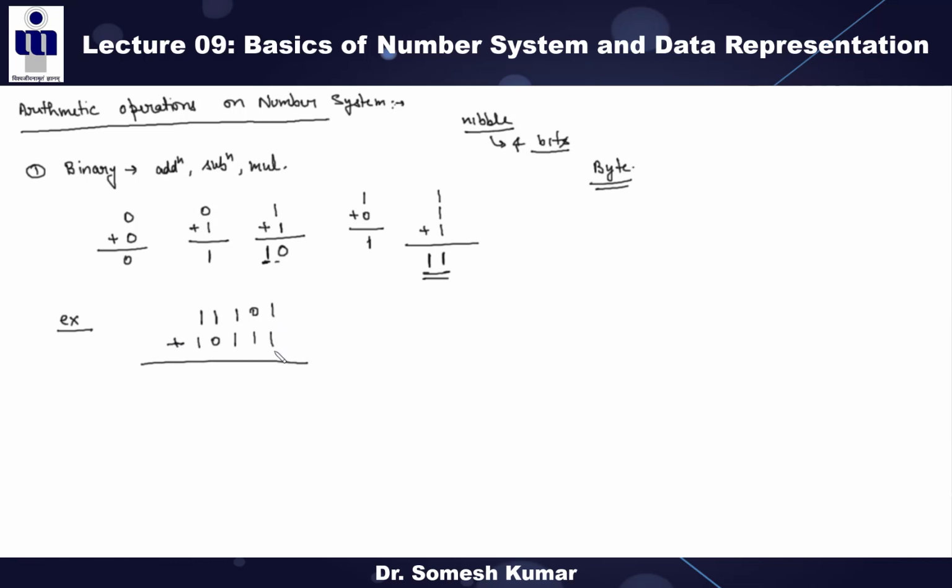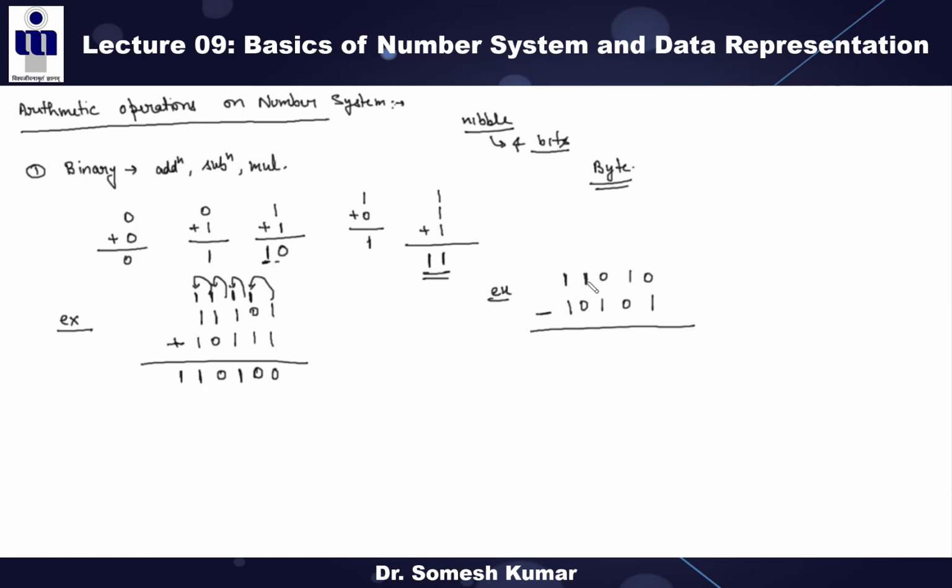1 plus 1 is 0 and carry is 1, right? So again 1 plus 0 plus 1 is 0 and again carry is 1, right? 1 plus 1 plus 1 is 1, carry is 1. 1 plus 1 is 0, carry is 1. 1 plus 1 plus 1 is 1, carry is 1, right? So this is your binary addition. Clear?